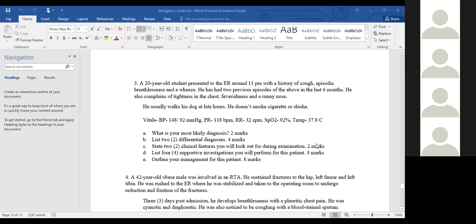Anyways, so once you've made that diagnosis, okay, this is bronchial asthma, you get 2 marks. So give me 2 differential diagnoses. If it's not asthma, what else can it be? Bronchitis. Okay, I can hear bronchitis, I can hear pneumonia, I can hear COVID. Yes, so COVID-19, please. Please put COVID-19.